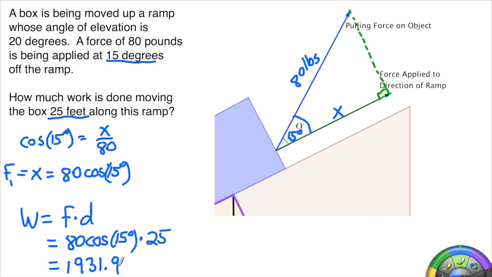1931.9. Now the measurement here is a little odd. Cosine of 15 degrees doesn't add any measurements. Force here was pounds. Distance here was foot or feet. So this gets called a foot-pound. It's a strange measurement. It works better if you deal with kilograms and meters and all that fun stuff. But for our purposes, this is the work done to move this object 25 feet up that ramp.